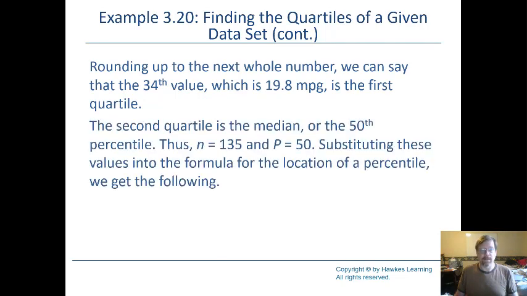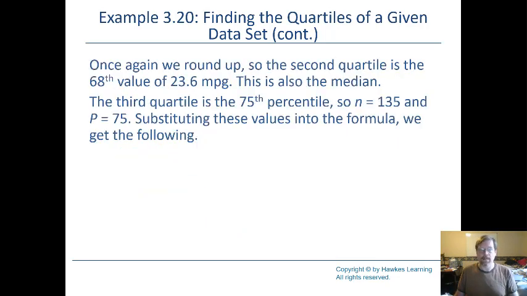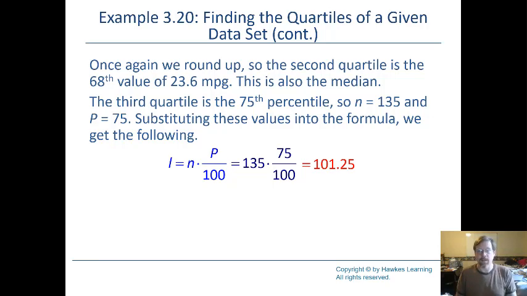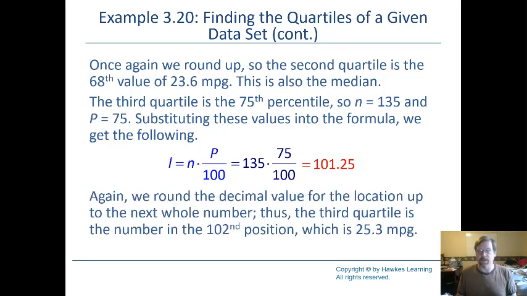Repeat this with 50%. We get 67.5, round up to 68. So that's 23.6 miles per gallon. That should also be the median. The third quartile is the 75th percentile. Again, we repeat the calculation and get 101.25, round up to 102, which gives us 25.3.